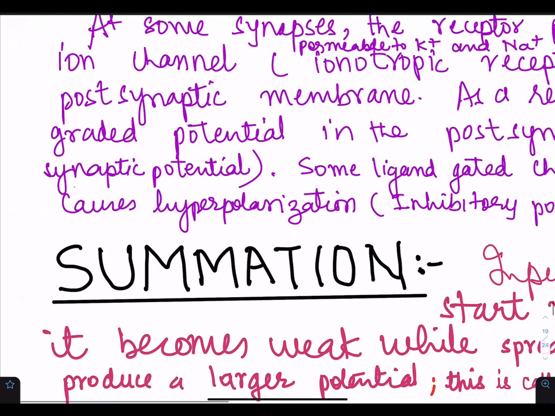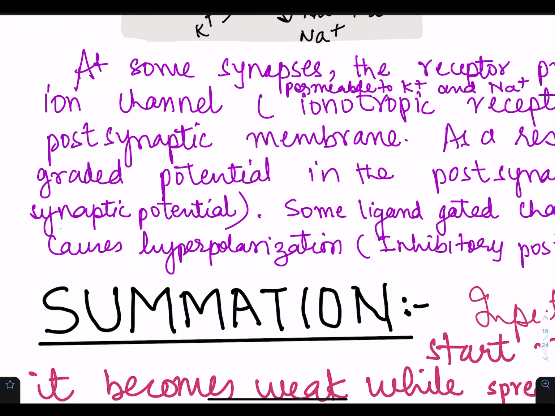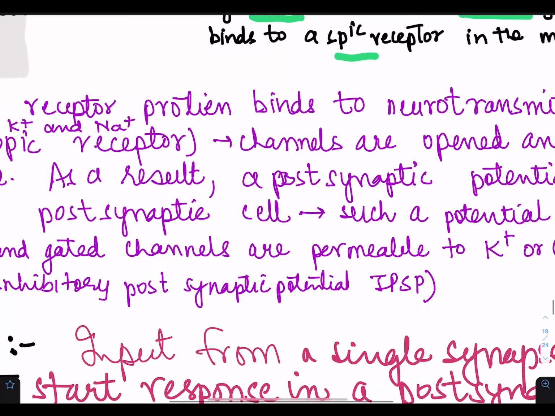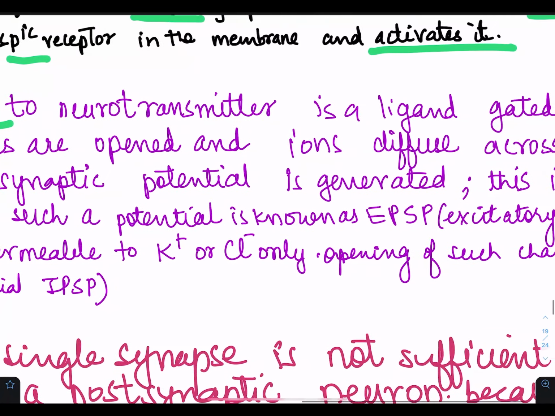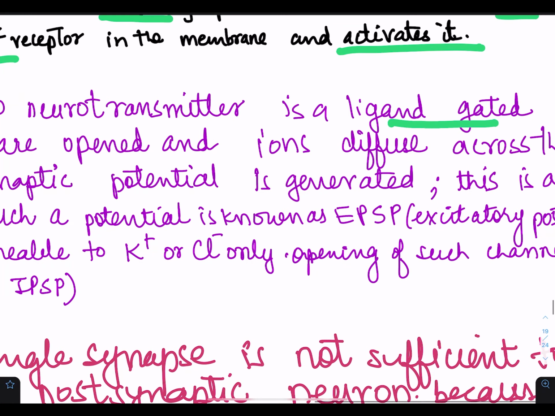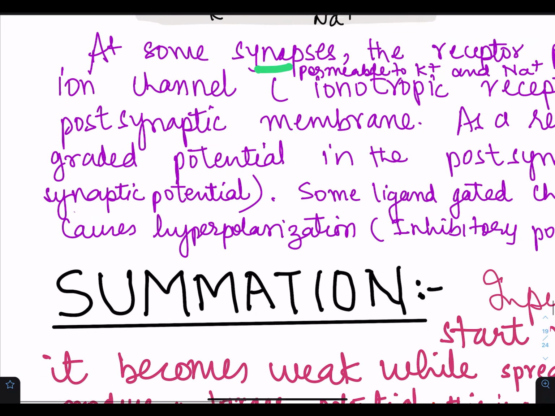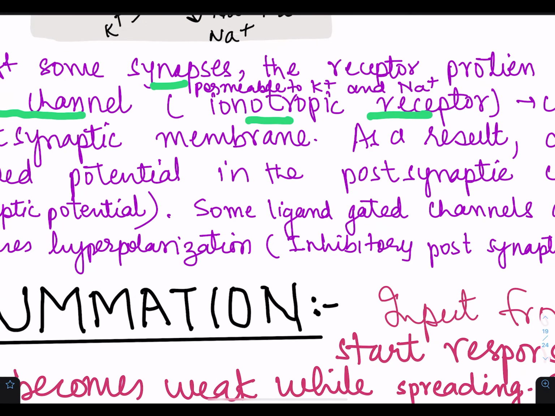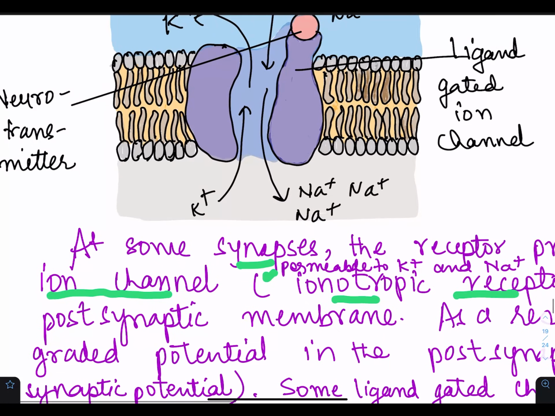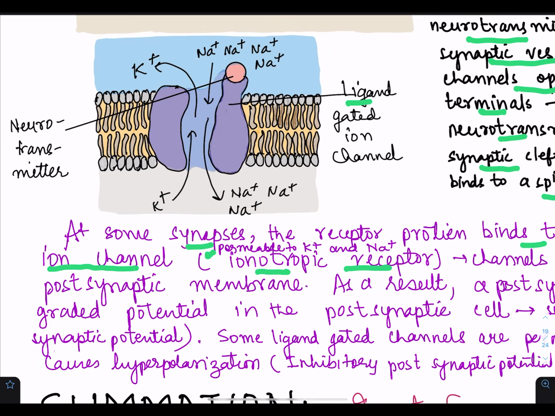Now, at some synapses, the receptor protein that binds to the neurotransmitter is a ligand-gated ion channel. They are known as ionotropic receptors, and they are permeable to potassium and sodium. In this diagram, we see these ionotropic channels, ligand-gated ion channels. This is the neurotransmitter over here, and sodium and potassium are moving in and out, so they are permeable to sodium and potassium.